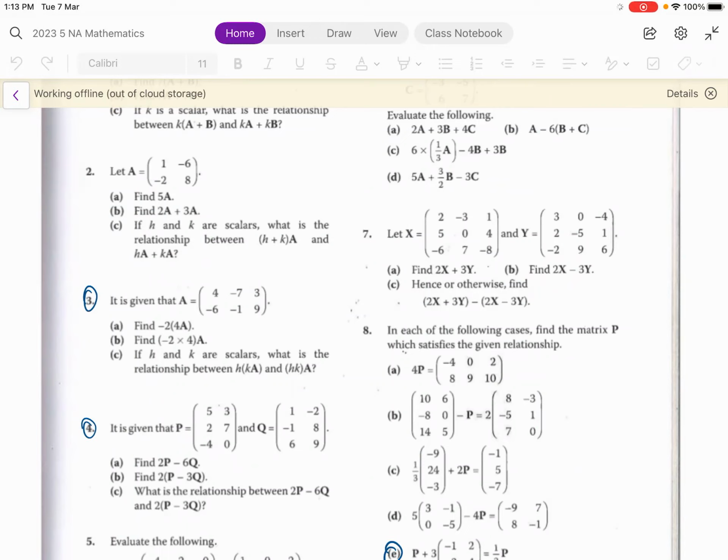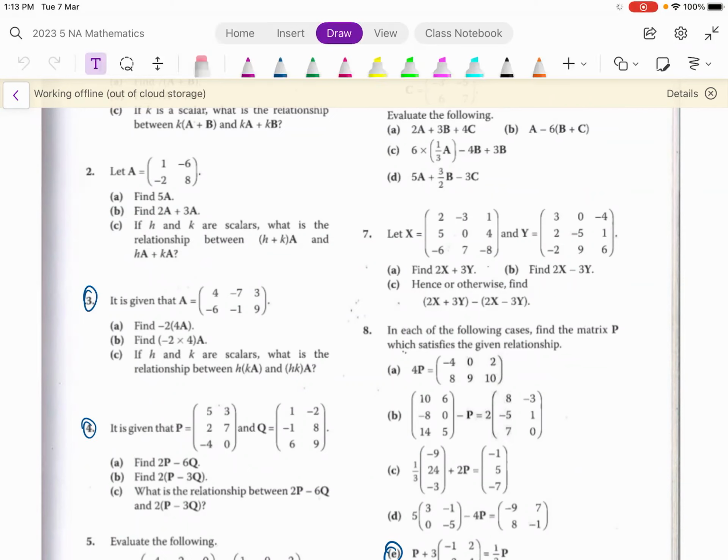Okay, so for question 3a, I have no doubt that you can actually do 3a and 3b. So make sure you double check your answers at the back. I'm not going to go through the actual calculation. Rather, what I'm more interested in is part C. What is the relationship between scalar h multiplied by scalar k multiplied by matrix A versus the two scalars multiplied together first, then you multiply by the matrix?